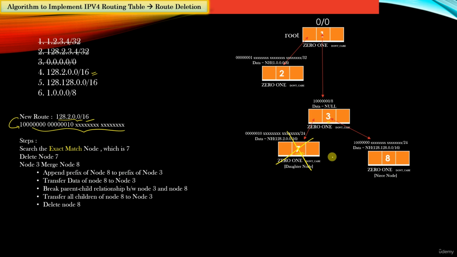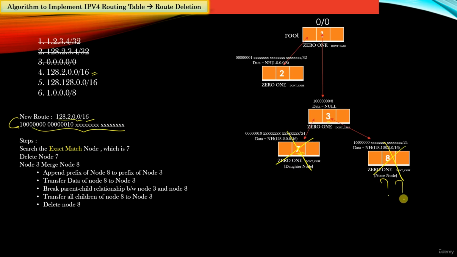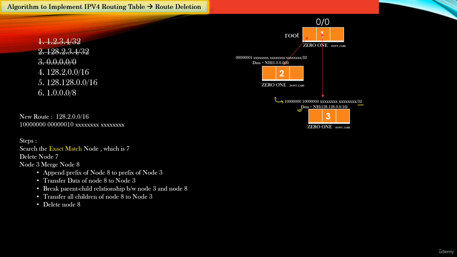After executing the merge algorithm, node number 8 would vanish and node number 3 will borrow the effective prefix of node 8 such that node number 3 would have an effective prefix of length 32. The data part is also borrowed from node 8, which has just vanished. Also, node number 8, which is just deleted, did not have any children. Therefore, there is no transfer of any children from node 8 to node 3, and node 3 becomes a new leaf node. So this completes the deletion of route number 4.